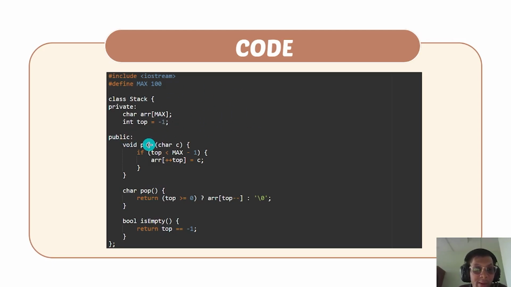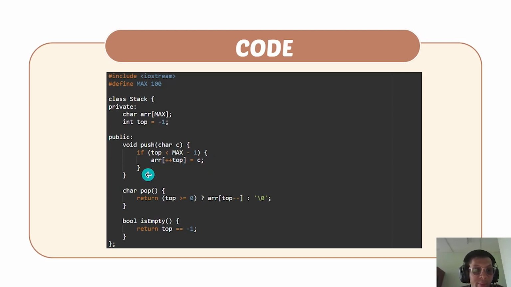Move on with public here. Void push(char c) is a method that adds a character to the stack. It will first check if top is less than MAX - 1 to make sure that the stack is not full. Over here it increments top by 1 and places the character c at this new top position in the array.